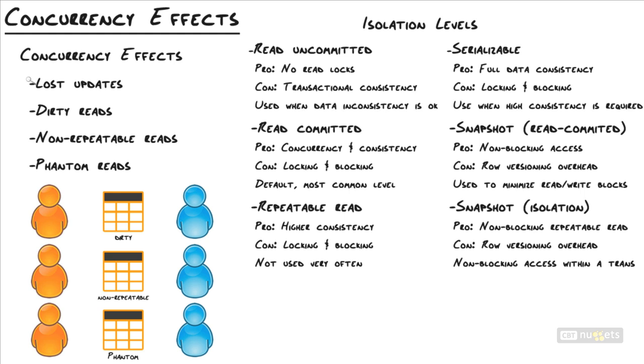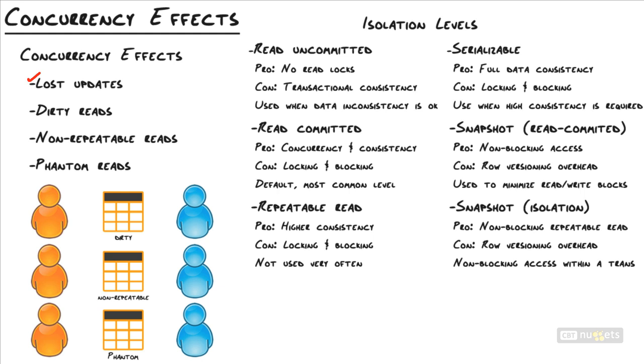Let's start with some concurrency effects and lost updates. Lost updates occur when two or more transactions grab the same row, they read the same row, and then they update that row based on the value they originally selected. So each transaction is unaware of the other transaction's changes, and the last update will eventually overwrite the first update. That will result in the first update getting lost.